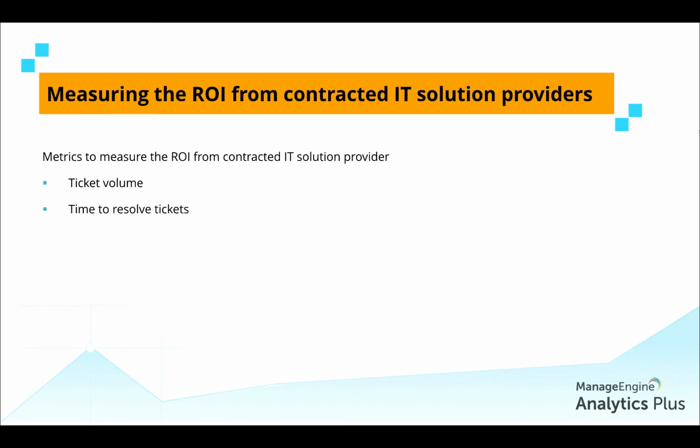One of the most important solutions that IT consultants can provide is implementing automation. There are two ways to check if the solutions implemented by these consultants are actually helpful. One is ticket volume and the other is time to resolve tickets. If there's a decrease in ticket volume or a decrease in the ticket resolution time, it means that the solutions they provided are actually effective.